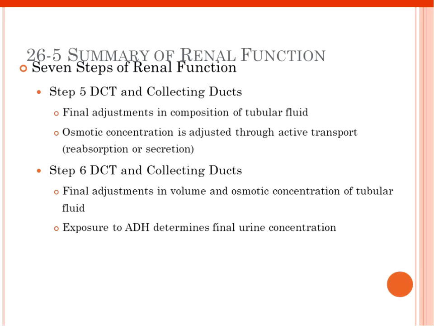When we get to the distal convoluted tubules and the collecting ducts, so we're out of the loop of Henle or the nephron loop, we're going to make final adjustments. So there are going to be some things that are brought in or secreted from the peritubular fluid or the interstitial fluid or from those blood vessels, and some things that are going to go back out that are going to be reabsorbed back into the circulatory system.